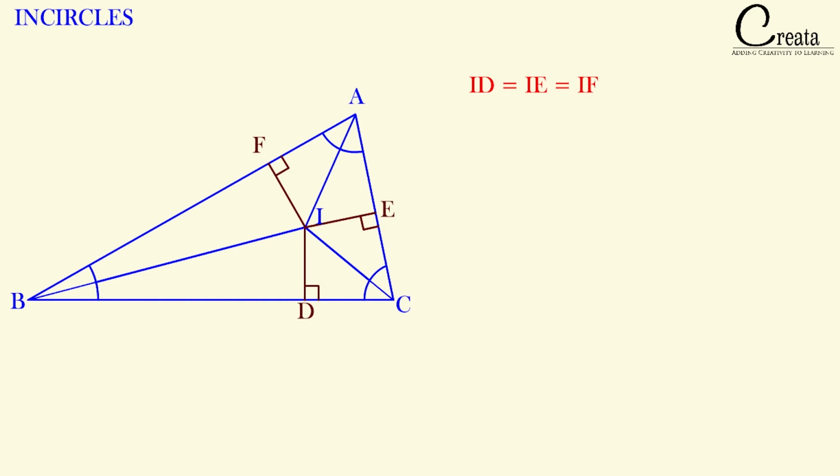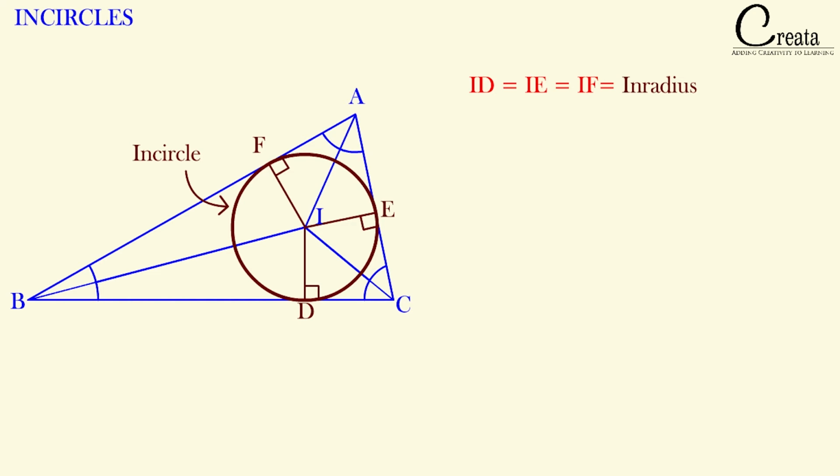So here we can form a circle with point I as the center and ID, IE and IF as the radius of the circle. Point D, E and F will lie on the circumference of the circle. This circle is known as incircle. It is inside the triangle and it is touching the three sides of the triangle. This is incircle, and ID, IE and IF are the radius of the circle. The name given to the radius of incircle is inradius. So this is the inradius.